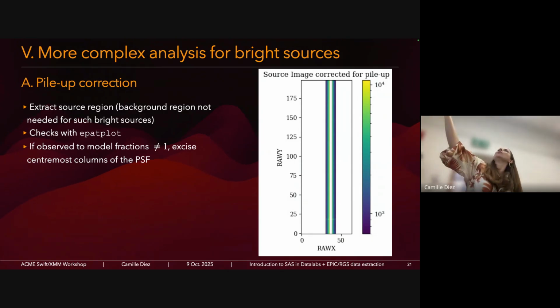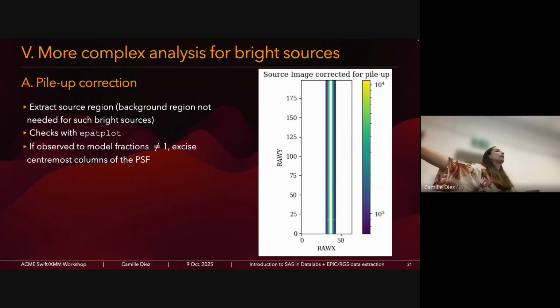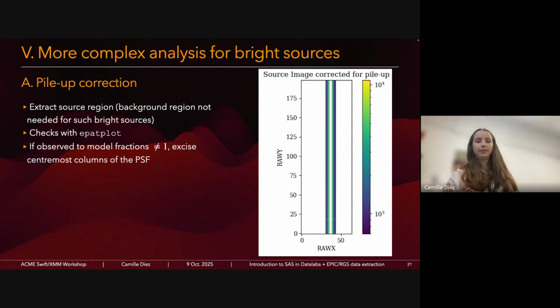And in the end, my good balance was this pattern. So I worked only with these columns, and you are still able to do very good science. So I removed the rest, I removed the most piled up columns, and this is what I get in the end.